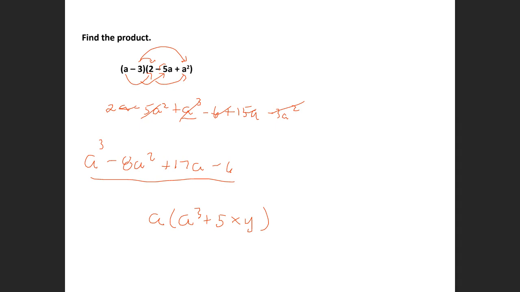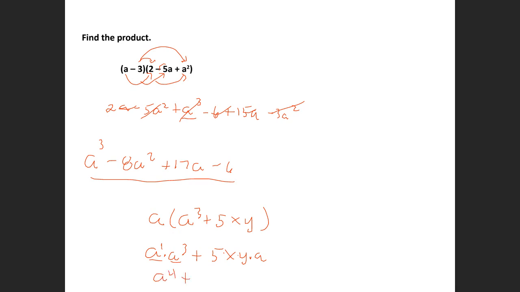Okay, well, a times a to the third, I'm just going to write this out. A times a to the third plus 5xy times a. This is all multiplication in here. So a times a to the third, the bases are the same, I can add the exponents, so that gives me a to the fourth.